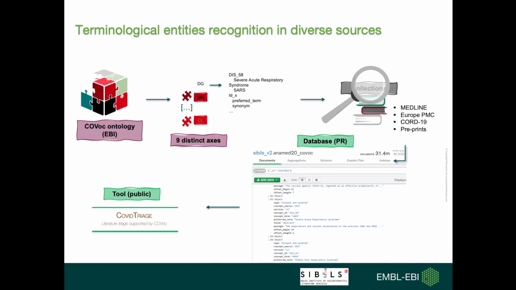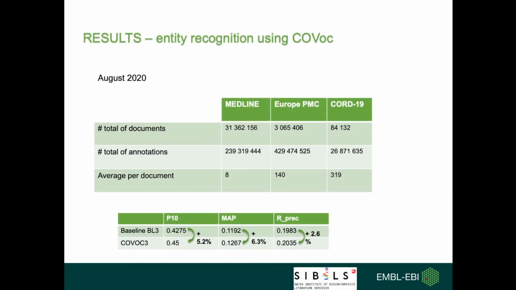COVoc's strength is the ability to be used to assist in identifying COVID-19 literature and entities from various sources, which include Medline, Europe PMC, COVID-19, and preprints. Consequently, it's able to support the public literature triage tool, COVID Triage. By using COVoc, our collaborators were able to show an improvement in the number of entities recognized in the literature triage, which you can see here.